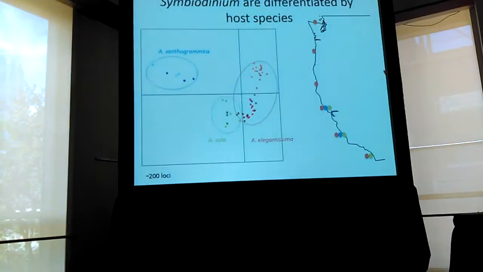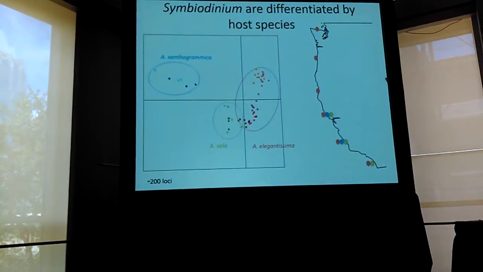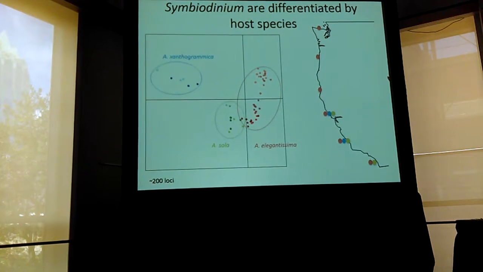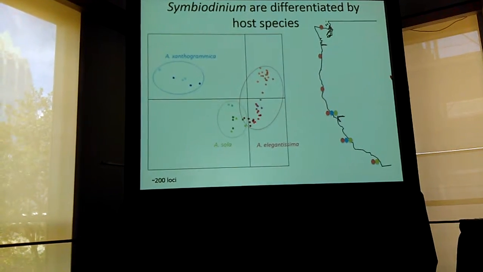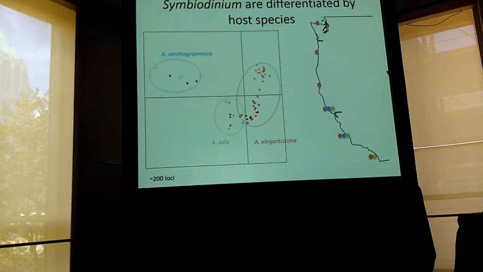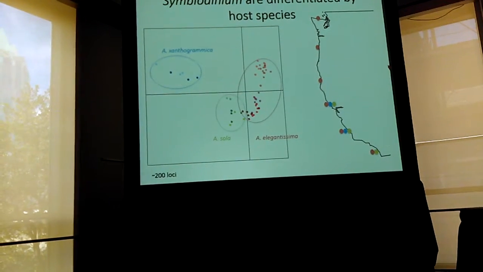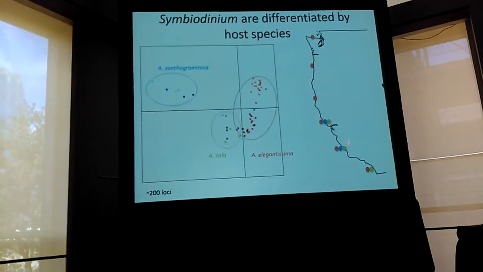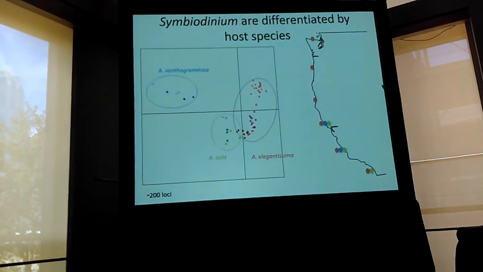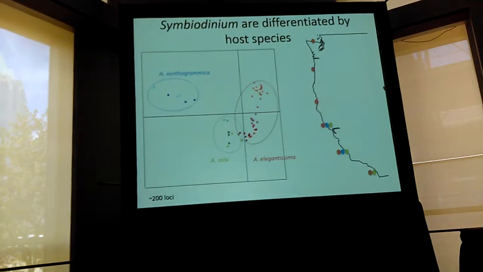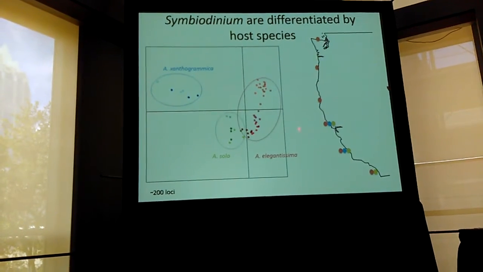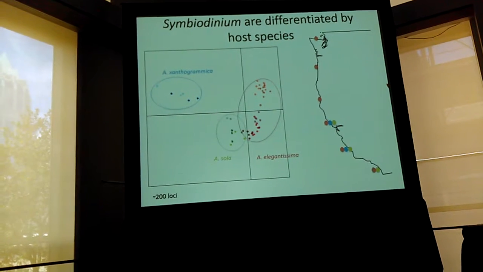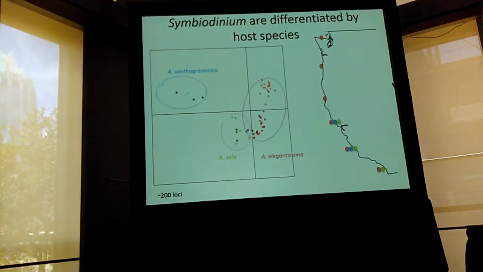So if we now turn our attention to the symbionts, I'm now incorporating data from all 3 host species into this graph. And so elegantissima are the same individuals that you saw in the previous plot. They're all shown in red. And additionally, I brought in genotypes from Xanthogrammica from these 2 populations on the central California coast, and then genotypes from Sola from these 3 populations on the southern California coast. And what we find is that broadly, the symbionts appear to be segregating by host species.